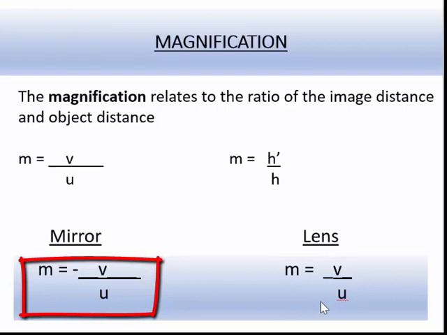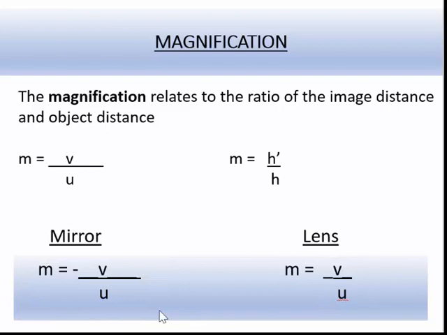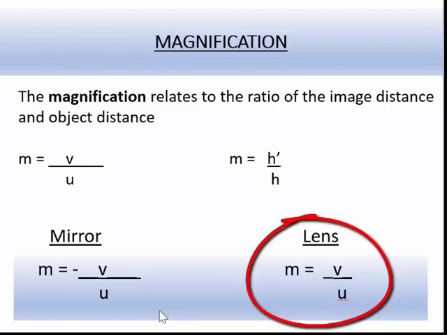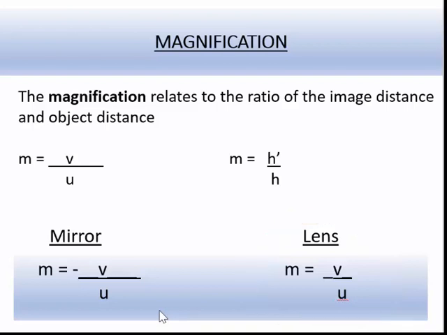Now, why this negative sign? This I will be covering in a separate video session. However, as of now, please remember that there is a small difference between the magnification formula of a mirror as well as of lenses. In case of mirrors, the magnification is minus V upon U, whereas in case of lenses, it will be simply V upon U. This magnification formula will come very handy while you solve some of the numericals in this chapter.